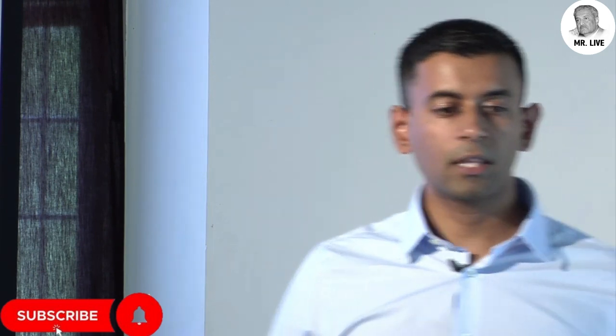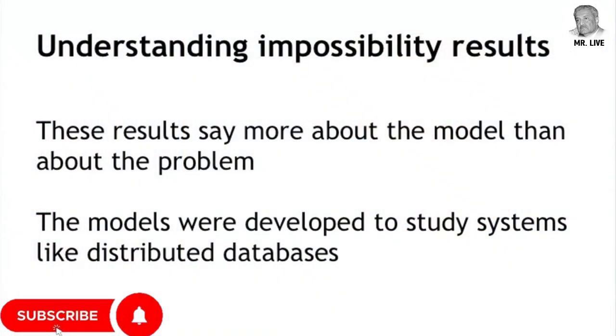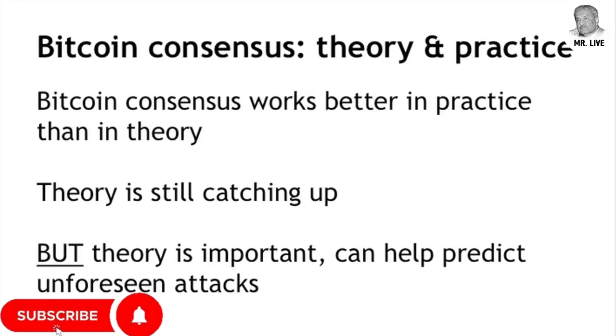But here's the interesting thing. These impossibility results were proved in a different model. They were intended to study distributed databases. And this model doesn't carry over that well to this setting that Bitcoin operates under. So what these results really tell us more about the model than about the problem, in fact. And what Bitcoin does is that it violates a lot of the assumptions that go into these models, and because of that, consensus in Bitcoin ironically works better in practice than in theory.